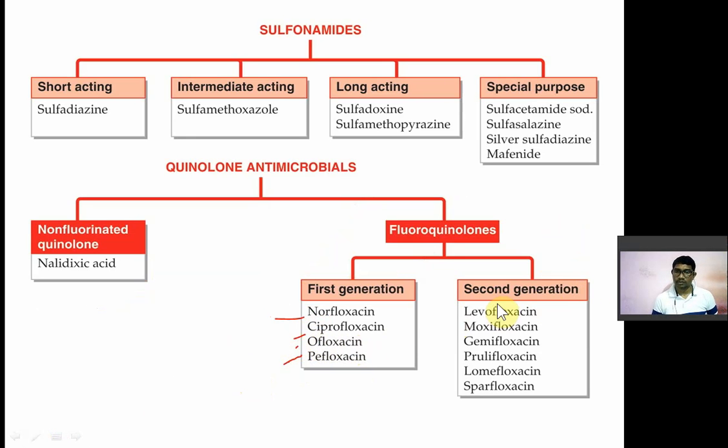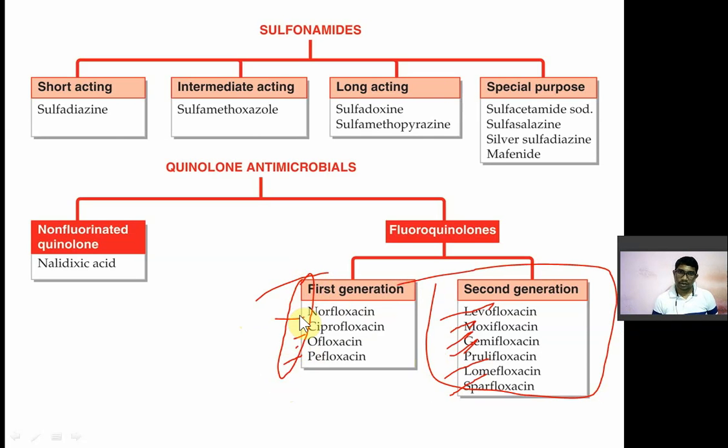Second generation में कौन आता है आपका? Second generation में levofloxacin आता है, moxifloxacin, gemifloxacin, then prulifloxacin, lomefloxacin and sparfloxacin. These second generation drugs are known as broad spectrum fluoroquinolones. ये narrow spectrum होते हैं first generation. They are used only for GIT infection and urinary tract infection.